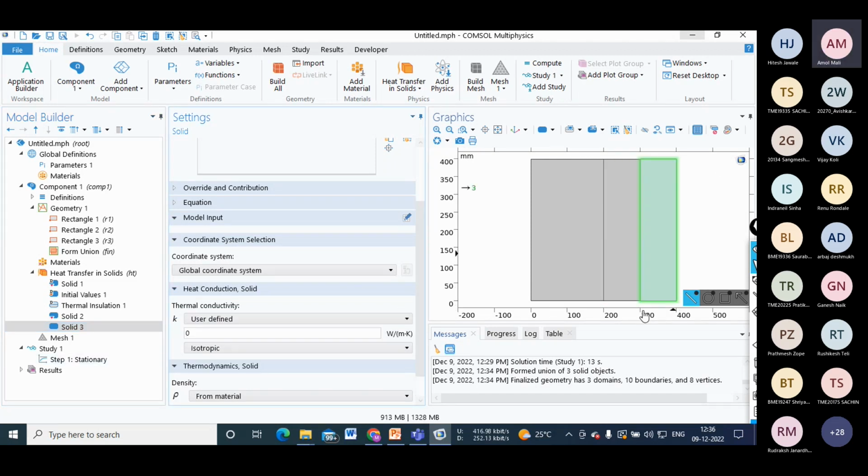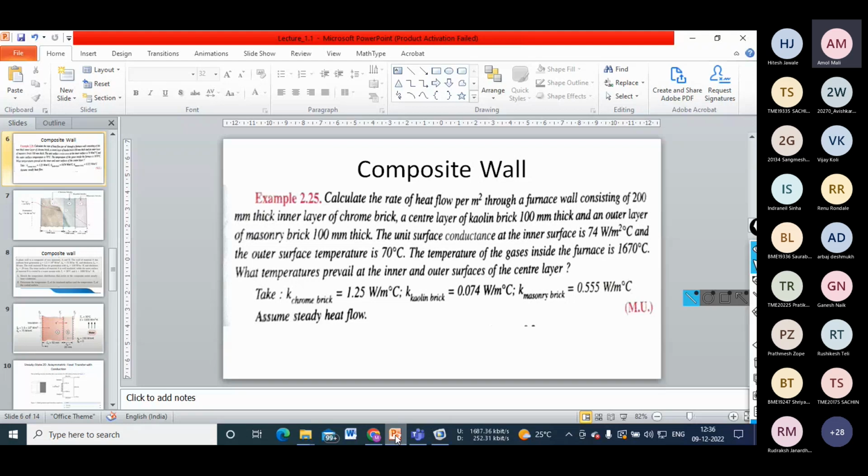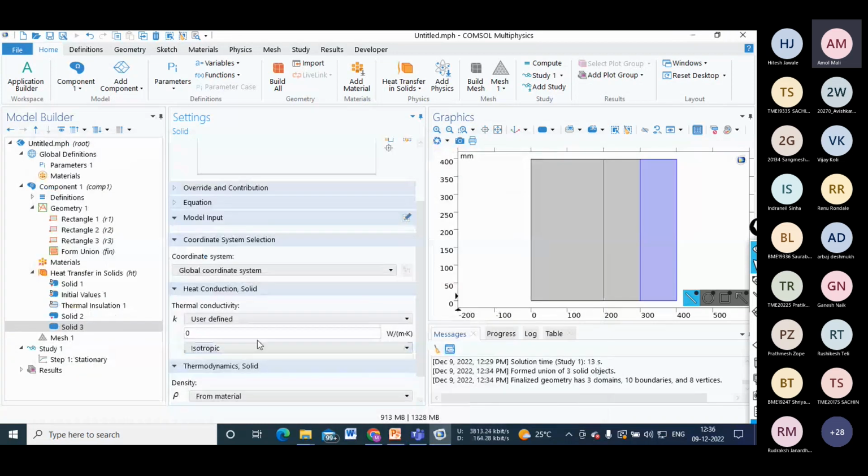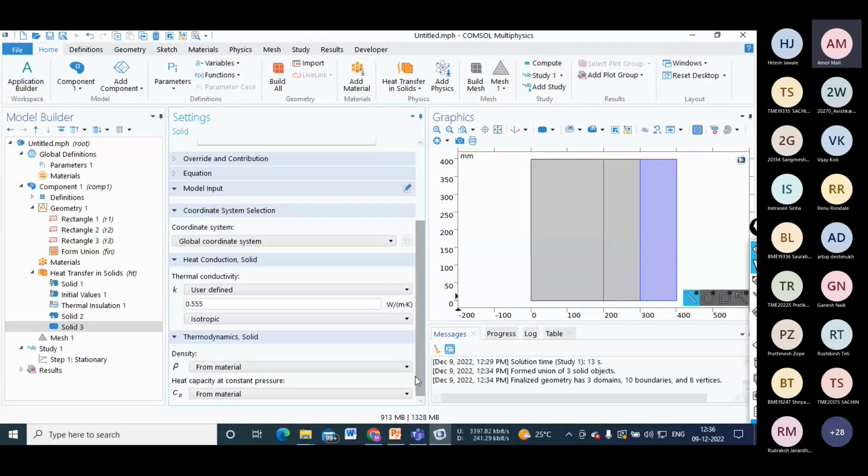This is the thermal conductivity of the third component. We are solving the same problem, but the number of walls has increased. Otherwise you would ask why we are giving three thermal conductivities. So this is the composite wall problem. In composite wall problems, these walls are sequentially attached to each other to resist the heat flow rate. So the third will be 0.555. Density will be 0. Heat capacity will be 0.